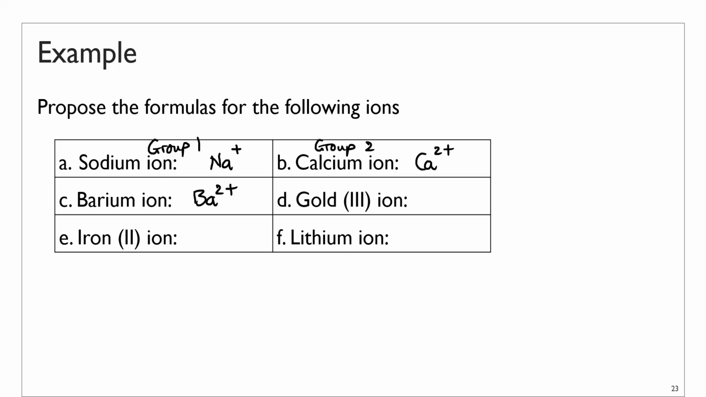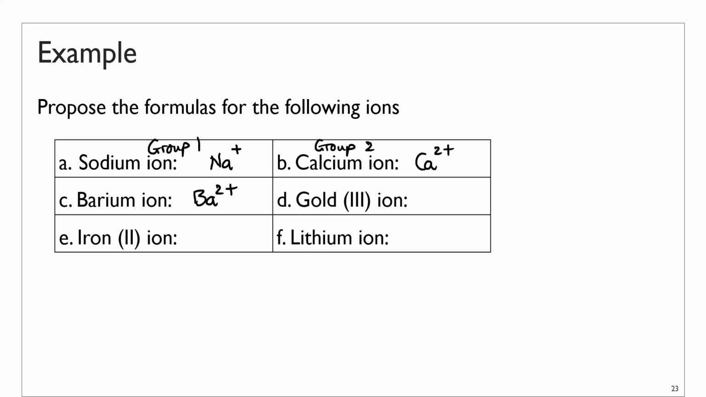Now, when you have something like gold, and hopefully you can tell that gold is a transition metal, you can't actually predict the charge of the ion using the octet rule because of where it is on the periodic table. So if I give you an element like this, I actually will tell you what the charge is, and you can tell here.